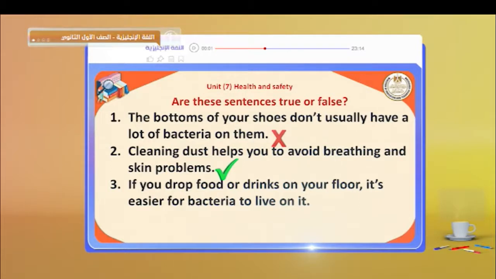If you drop food or drinks on your floor, it's easier for bacteria to live on it. Do you think this is a true or false sentence? Of course, it's true. If you drop drinks on the kitchen floor, there will be a lot of bacteria. That's why we should clean the kitchen floor more often, at least once a week.